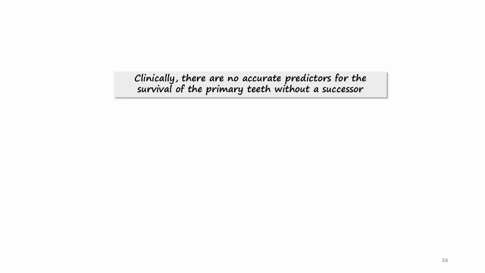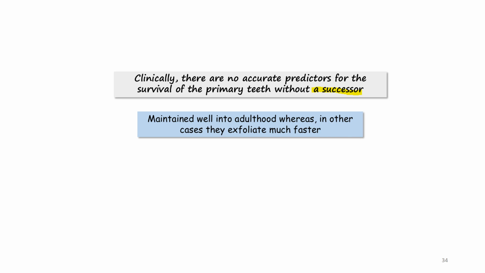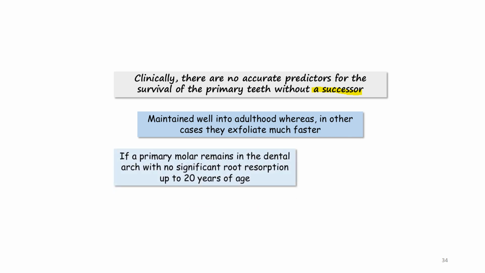There are no accurate predictors for the survival of primary teeth without a successor. In some cases, they can be well maintained into adulthood, whereas in other cases, they may exfoliate much faster. If a primary molar remains in the dental arch without significant changes until 20 years of age, it is considered a favorable prognosis for long-term survival.